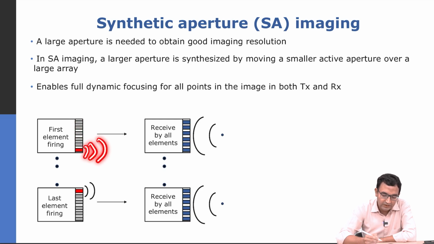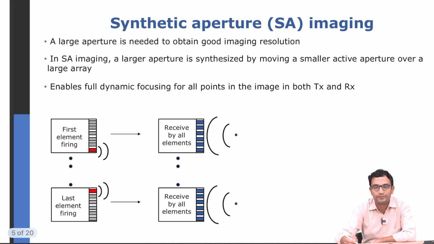What we do first is we fire with one element, which is shown here in red, but the signal that comes from the scatterer is received by all elements, which is shown here. So signal is coming from the scatterer, it is received by all the elements. Now I'll fire with the second element and I'll receive with all the elements, and similarly I'll continue till I fire with my last element and receive with all the elements.